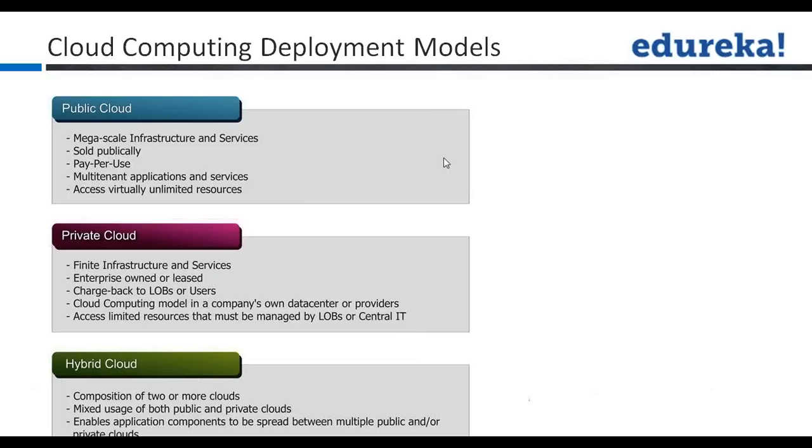While in a private cloud, it's a finite infrastructure, because it's infrastructure you are procuring, and you always charge back to the line of business or the end users of your organization. Now, access is to limited resources that must be managed by the line of business, because you need to manage that resource also.